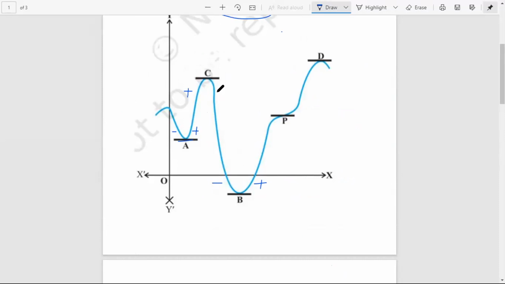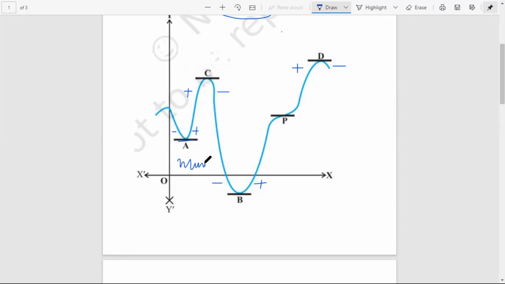Immediate right? Negative. What about D? Positive. And this is negative. Negative. Yes. Now tell me, point A is local maxima or local minima? Negative to positive? Minimum. Very good.